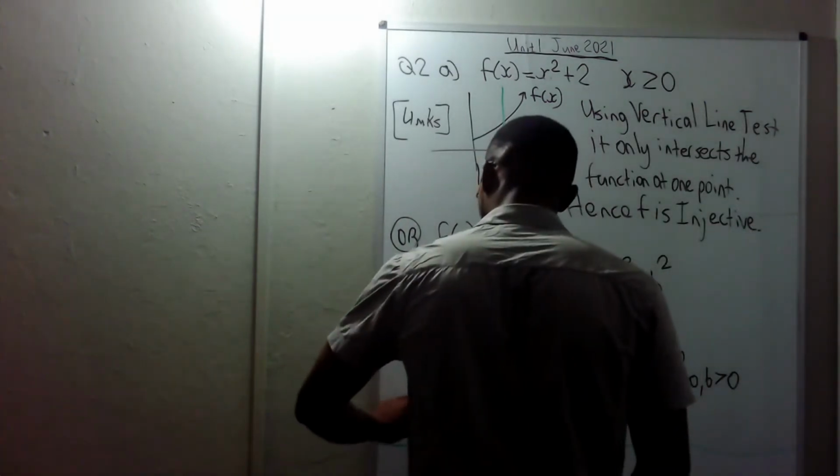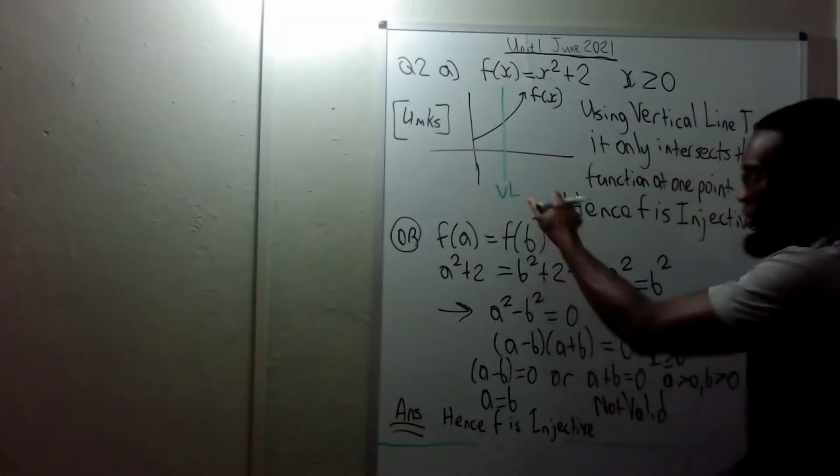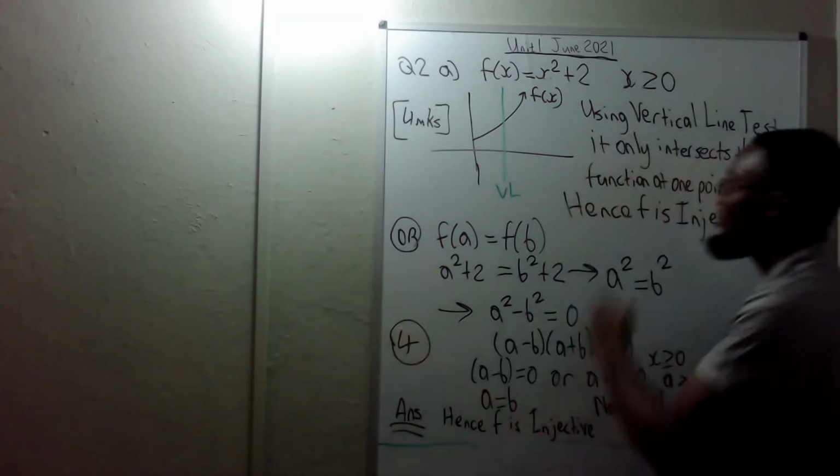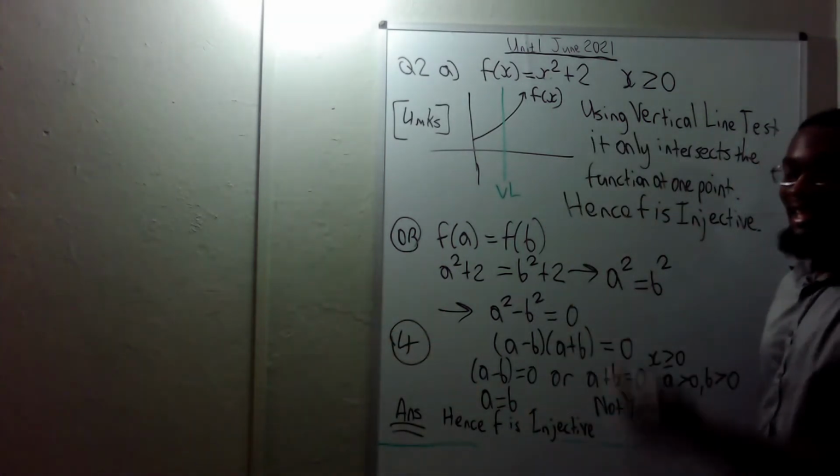That's it. I know a lot of persons prefer to do it this way, the calculations way. That's still 4 marks. I prefer the vertical line test. That's it.